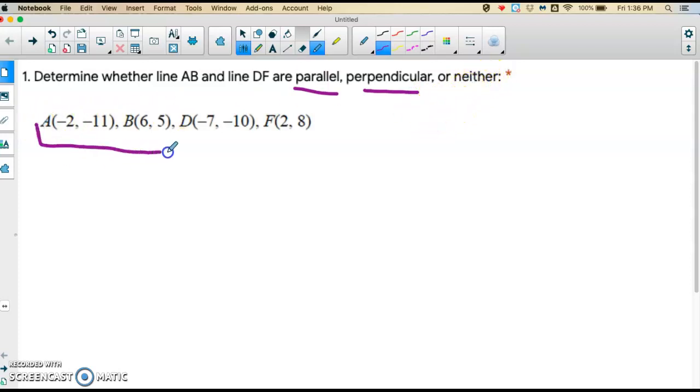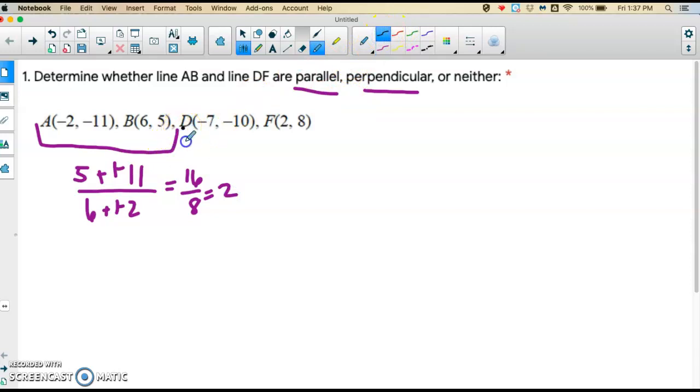So let's look at AB first. It doesn't matter how you subtract your y's or your x's, just as long as it's the same for both of them. So what I did was I took 5 minus a negative 11 over 6 minus a negative 2, so that becomes addition there. So that's going to be 16 over 8, which is 2.